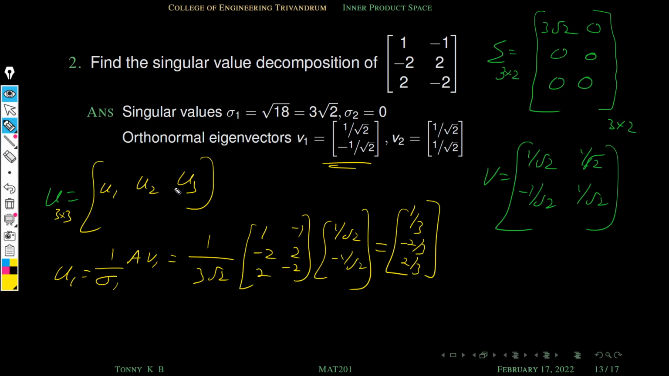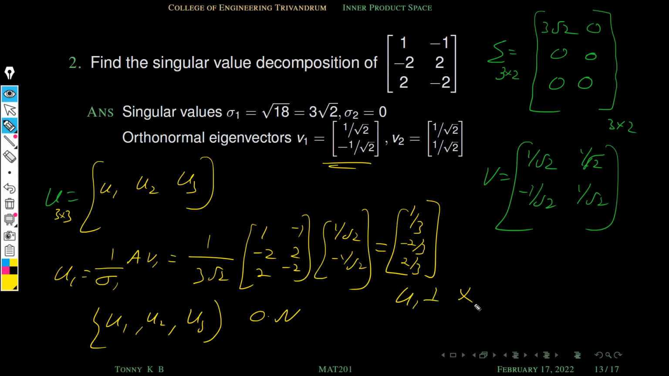So next we have to find u2 and u3. What is the property of the set u1, u2, u3? This set is an orthonormal basis of R3. So u2 and u3 both are orthogonal to u1 and all of them are unit vectors. That is the idea.